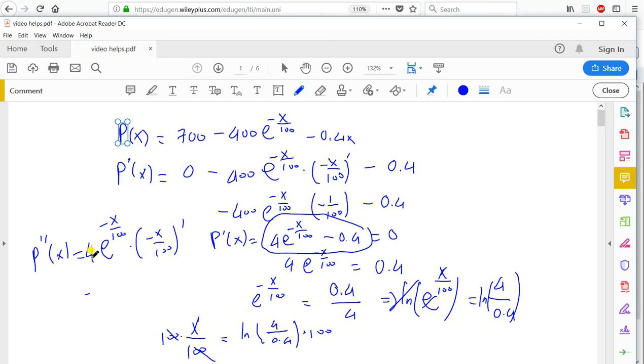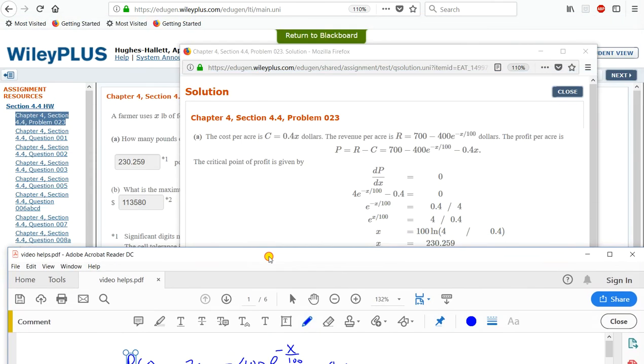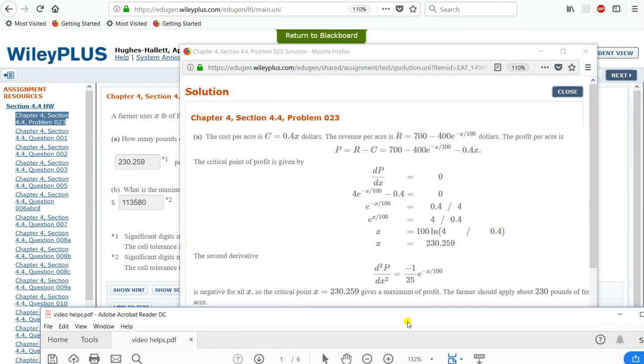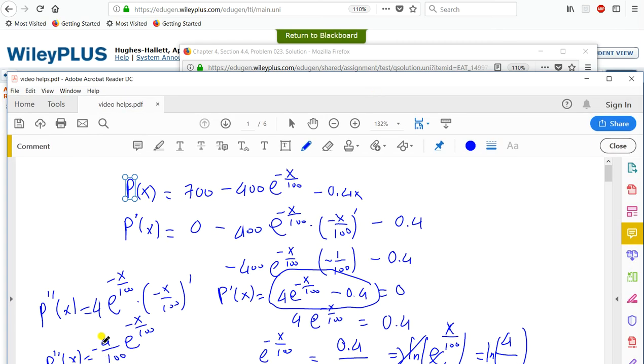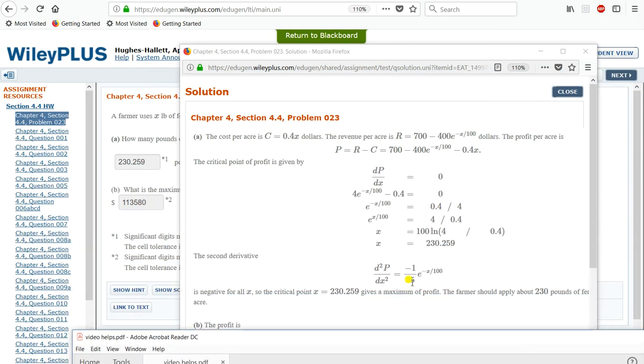1 over 100, and multiply by 4, that becomes minus 4 over 100, and then e to the minus x over 100. So this is your second derivative, right here, which simplifies the 4 and 100 to 1 over 25. The exponential of anything is always positive, and we are multiplying by a negative 1 over 25. So the second derivative is always negative for all values of x.